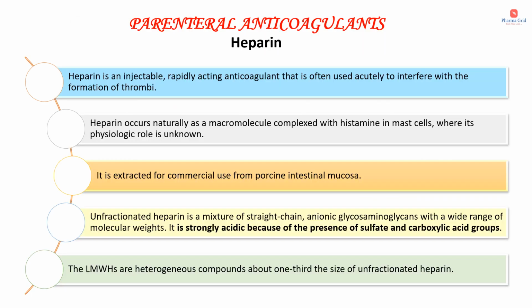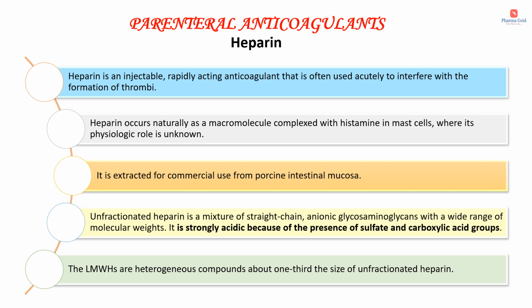So let's start with the parenteral anticoagulants. The first drug is heparin. Heparin is an injectable, rapidly acting anticoagulant that is often used acutely to interfere with the formation of thrombi. Heparin occurs naturally as a macromolecule complexed with histamine in mast cells, where its physiologic role is unknown. It is extracted for commercial use from porcine intestinal mucosa. Unfractionated heparin is a mixture of straight-chain anionic glycosaminoglycans with a wide range of molecular weights. It is strongly acidic because of the presence of sulphate and carboxylic acid groups. The low molecular weight heparins are heterogeneous compounds about one-third the size of unfractionated heparin.